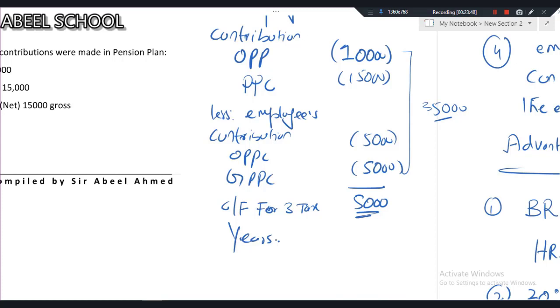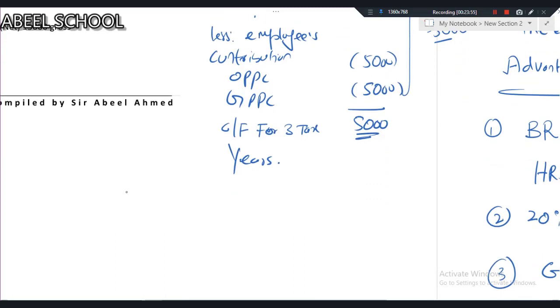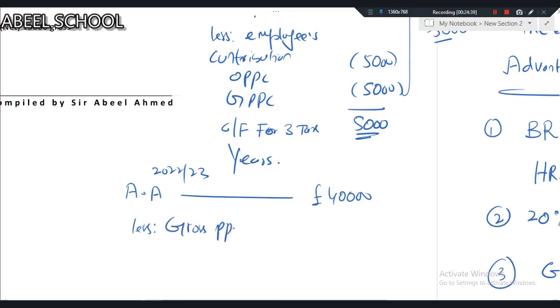Now, another question is, what if the contribution exceeds the annual allowance limit? Now listen. Assuming we know that the annual allowance in tax year 22-23 is 40,000 pounds. Assuming this individual is not an employee, then obviously employer contribution cannot come. Assuming this individual is just a sole trader, and he has made a gross PPC contribution. Again, for the sake of simplicity, I'm assuming previously he does not have any unused limits. So let's say the gross personal pension contribution is 50,000.